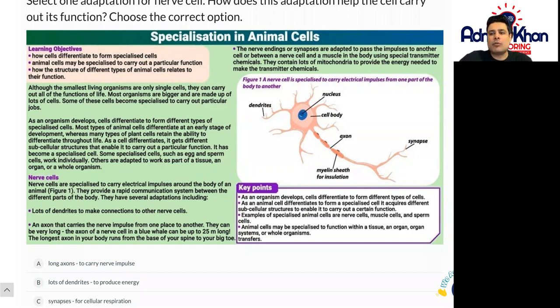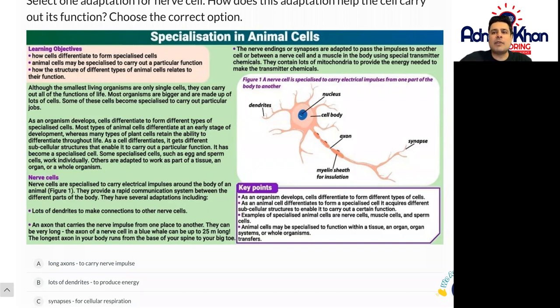As an animal cell changes to form a specialized cell, it also acquires different subcellular structures to enable it to carry out different functions. Examples of specialized animal cells are what we call nerve cells, muscle cells, and also sperm cells. Animal cells may be specialized to function within a tissue maybe, or a particular organ, or organ systems, or even the whole organism itself.